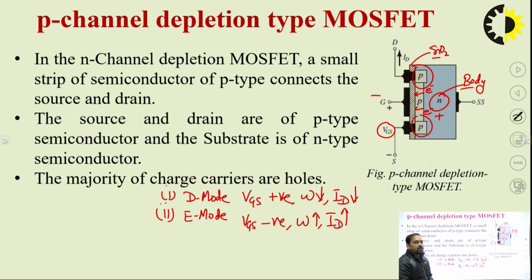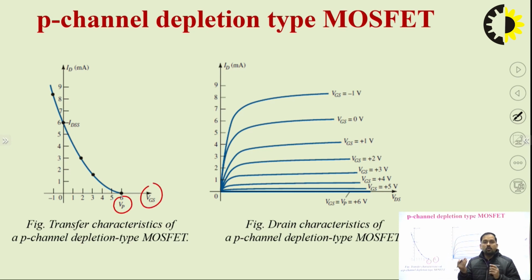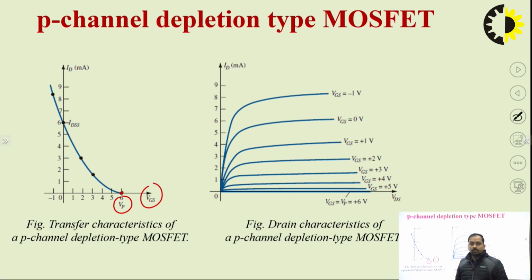Now we will be seeing the characteristics. First we will see the transfer characteristics, and afterwards we will see the drain characteristics. If we observe the characteristics for the P-channel depletion type MOSFET, it is quite similar, but just a mirror image of the N-channel. For the P-channel MOSFET, the pinch-off voltage means the voltage at which the channel width will become 0, meaning there will be no conduction between the drain and source terminal. So what happens when there is no conduction? As a result, the current will become 0.